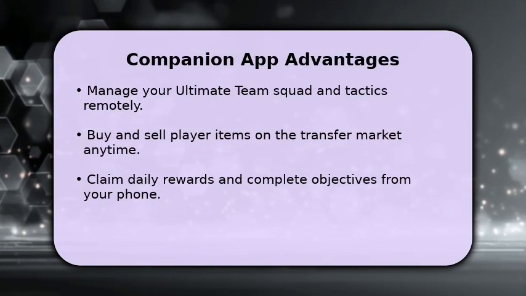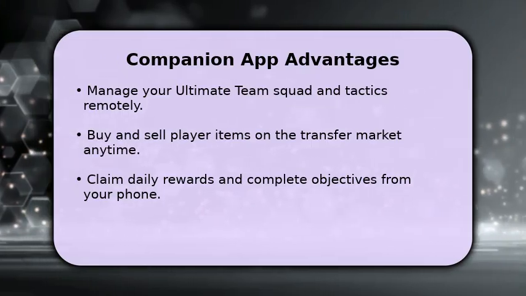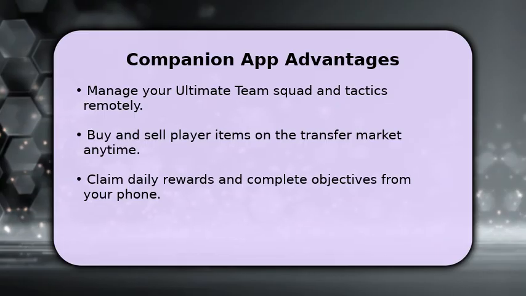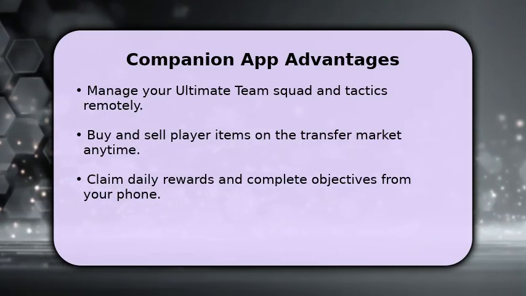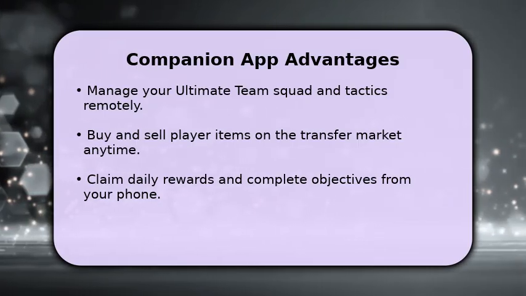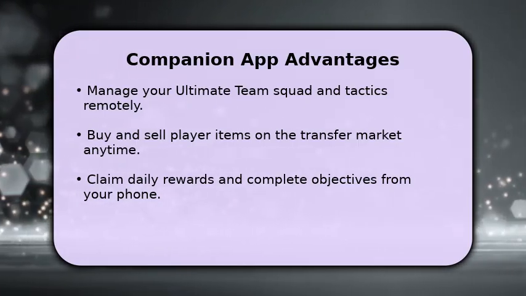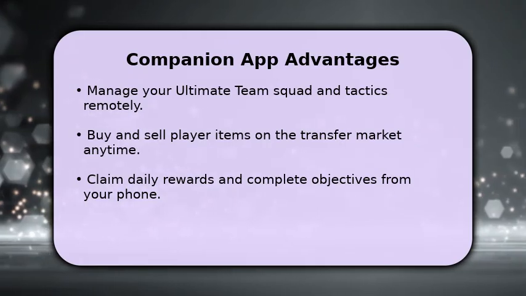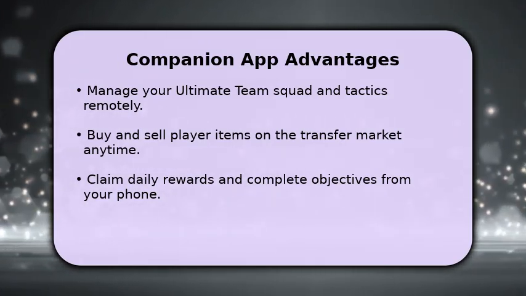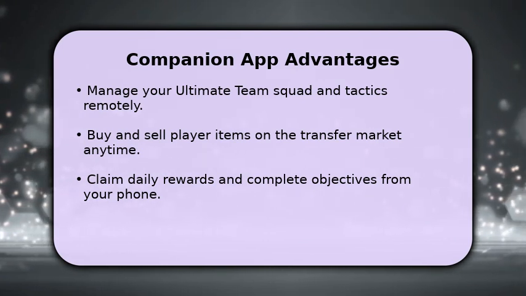The FIFA Companion app offers numerous advantages for Ultimate Team players. You can manage your squad and tactics remotely, making adjustments on the go. It also allows you to buy and sell player items on the transfer market anytime, ensuring you never miss a good deal. Plus, you can claim daily rewards and complete objectives directly from your phone, maximizing your progress.